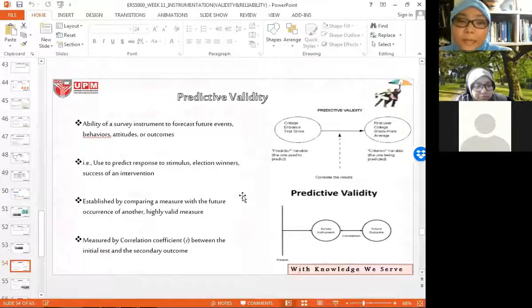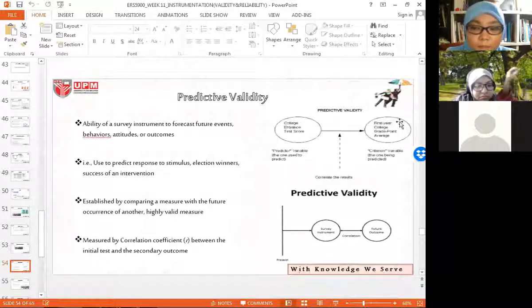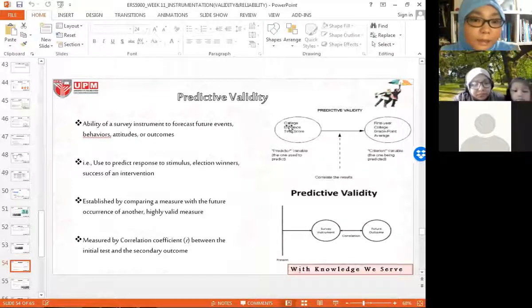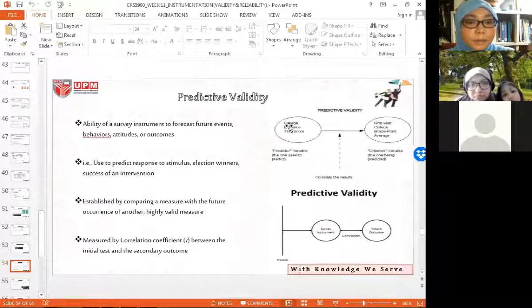Okay, dia sama dengan concurrent tadi, cuma concurrent ni we conduct the data collection at similar point. Okay, meanwhile for predictive ni, okay, dia ada dua point yang berbeza. We have, this is a well-established instrument. Okay, a well-established instrument, for example, okay, this is the one that we use. Ini adalah contoh yang saya bagi exam SPM dengan exam kemasukan guru. Okay, pre-examination before you enter into the university.